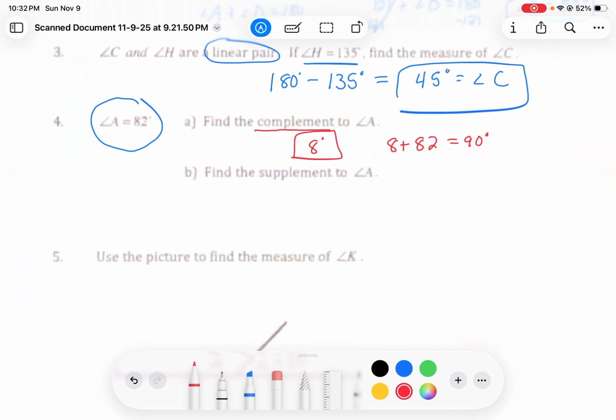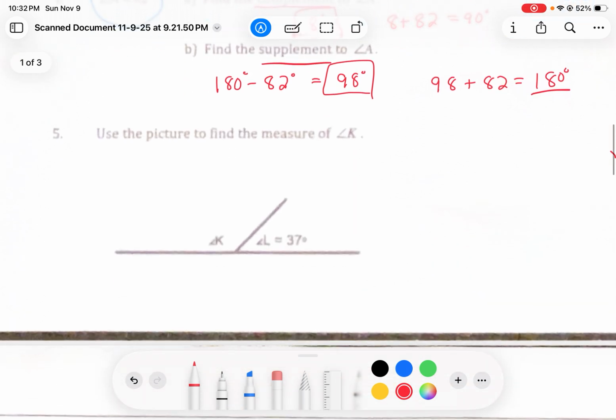Okay, part B, we want to find the supplement. Supplement means they add up to 180. So if you want to find the supplement, you would do 180 degrees minus the angle you're given, and that's going to be 98 degrees. So the supplement is 98 because 98 plus 82 equals 180 degrees. So the complement is 8. The supplement is 98.